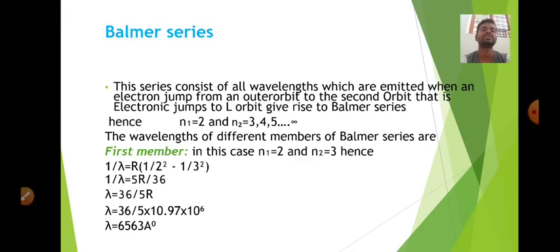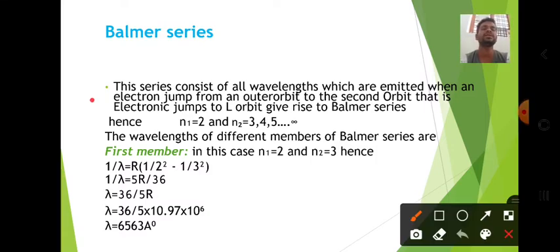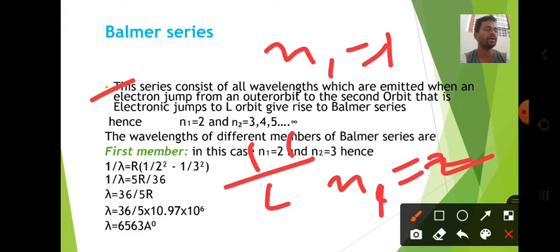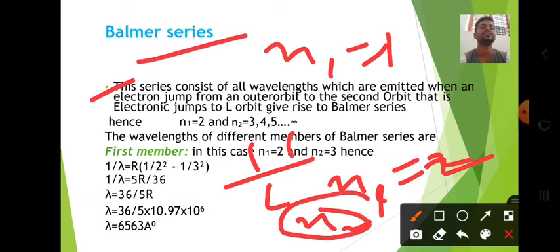Balmer series. What is the Balmer series? This series consists of all the wavelengths which are emitted when an electron jumps from an outer orbit to the second orbit. The second orbit means the L shell. So here n1 is what? Second. And in the Lyman series n1 is 1. In the Balmer series n1 is 2. So here the electron jumping is from different shells to where? Into n1 only. The ending point in the Balmer series is the second orbit only.